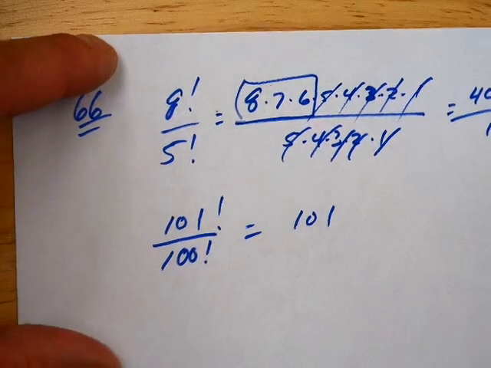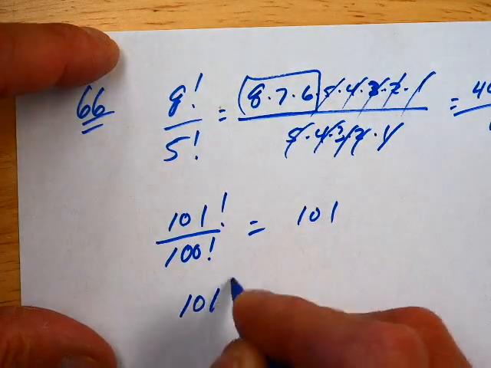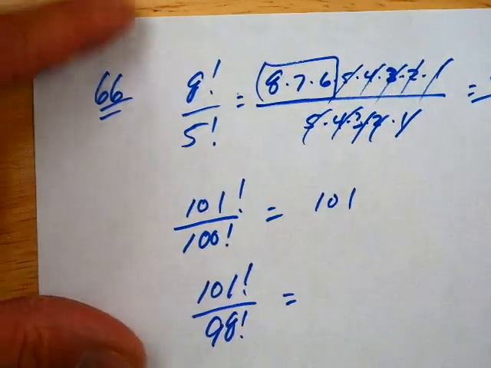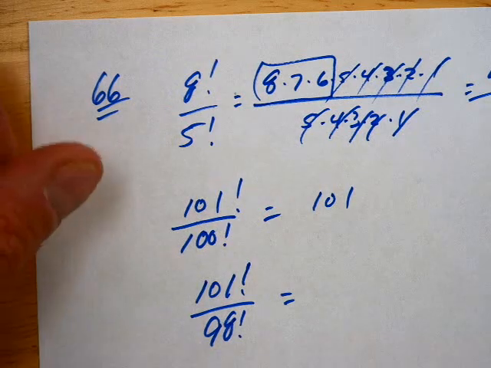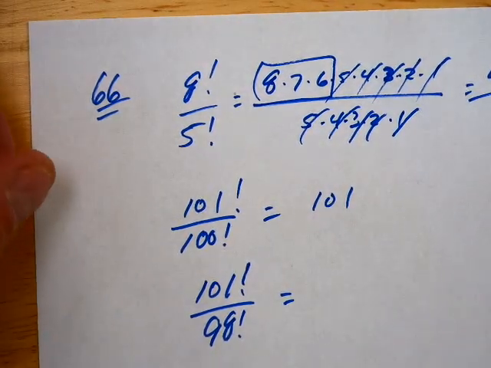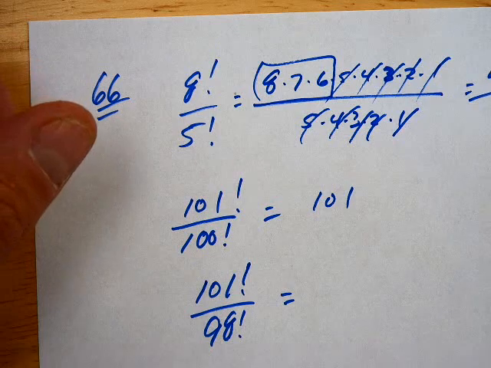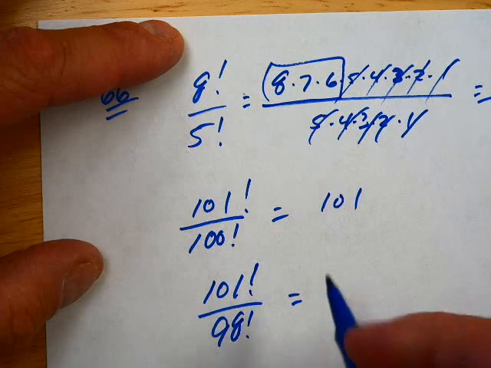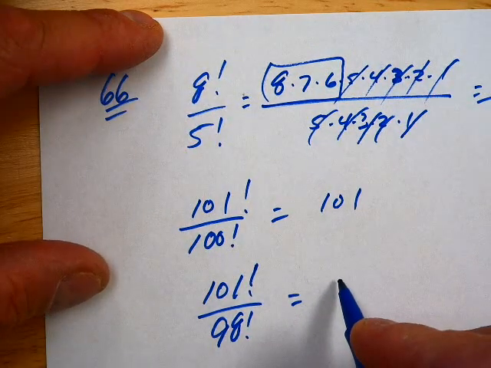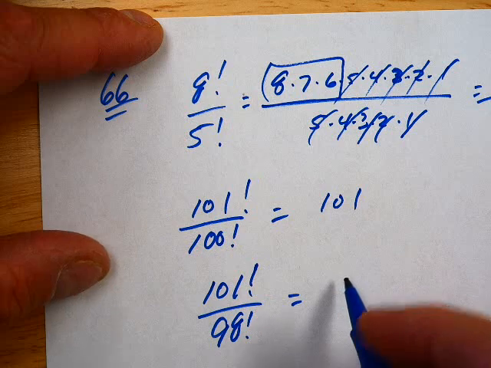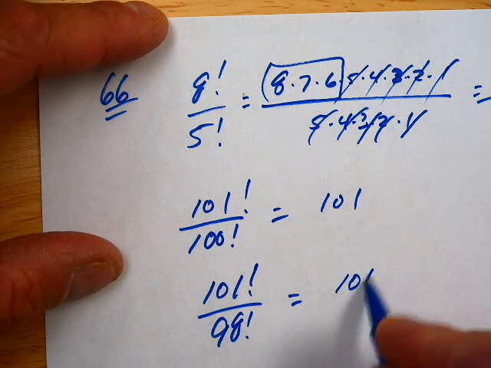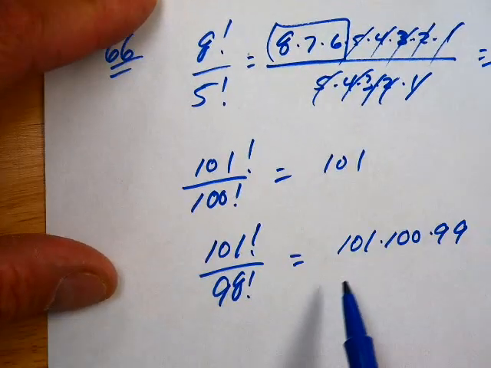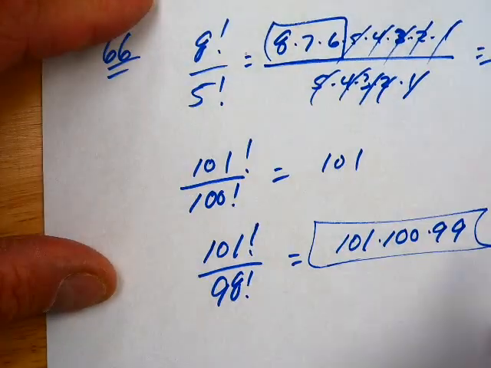Or if I want to do something like this, say if I did 101 factorial over 98 factorial, your calculator will not do 101 factorial. It won't. So you can't go 101 factorial equals, and then 98 factorial equals. What you have to do is look at this theoretically, and what would it be? 999,000. Okay, but how did I get that? 101 times 100 times 99. Because the 98 all the way down would cancel with the 98 all the way down. There you go.